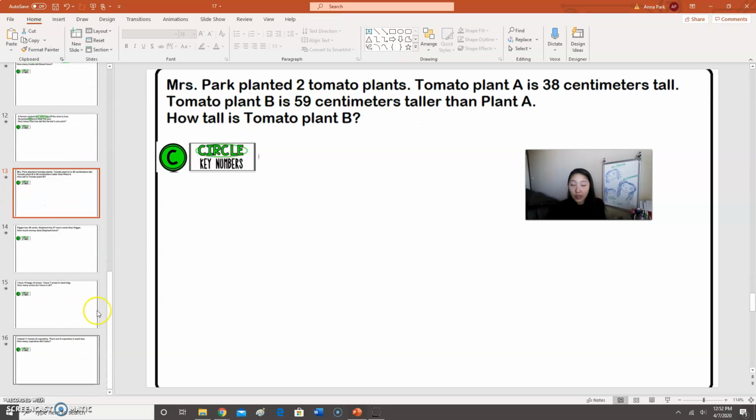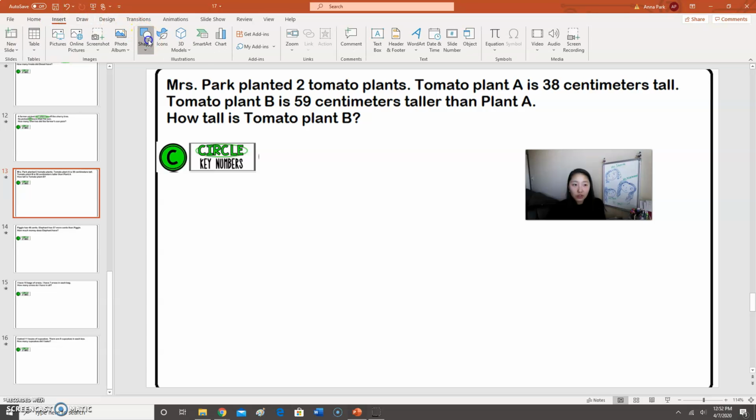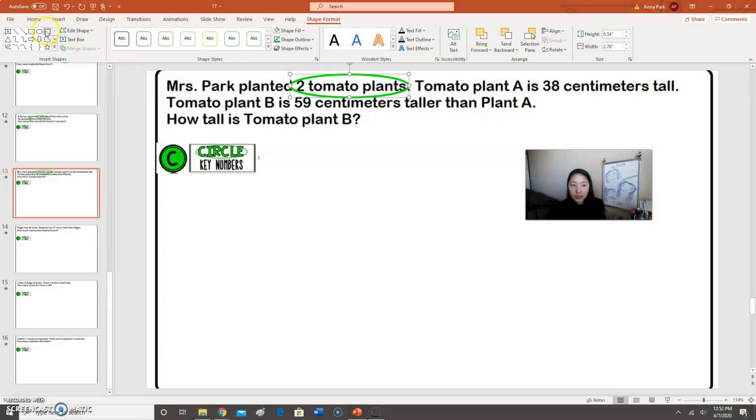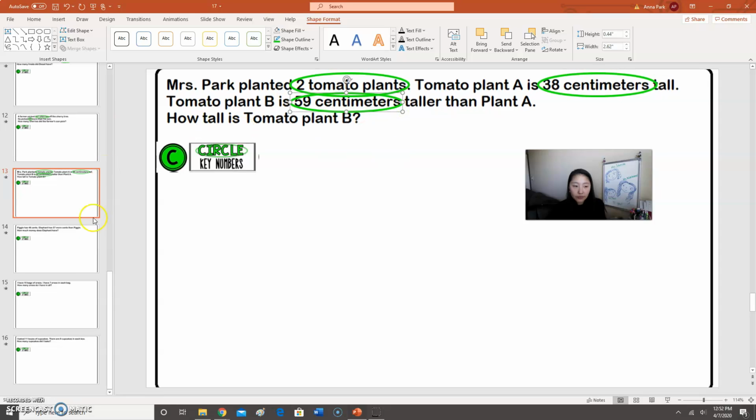I have 4 more left. So this is where you pause. You would point out which ones you're circling. I'm going to do it now. Miss Park planted 2 tomato plants. Okay. Tomato plant A is centimeters. Tomato plant B is 59 centimeters.